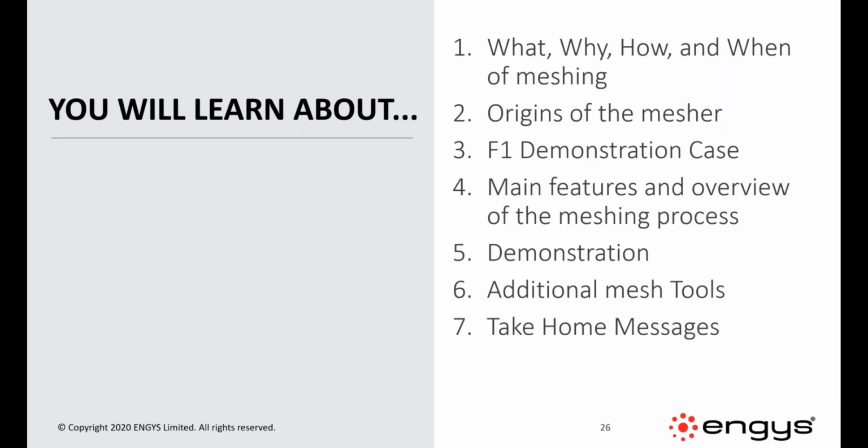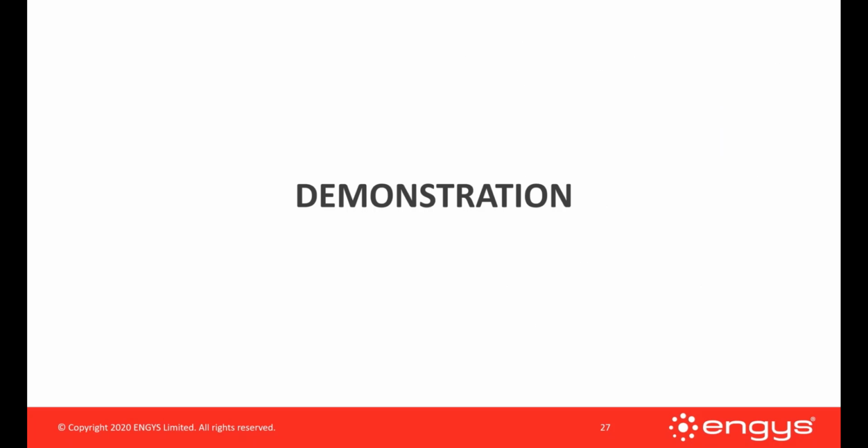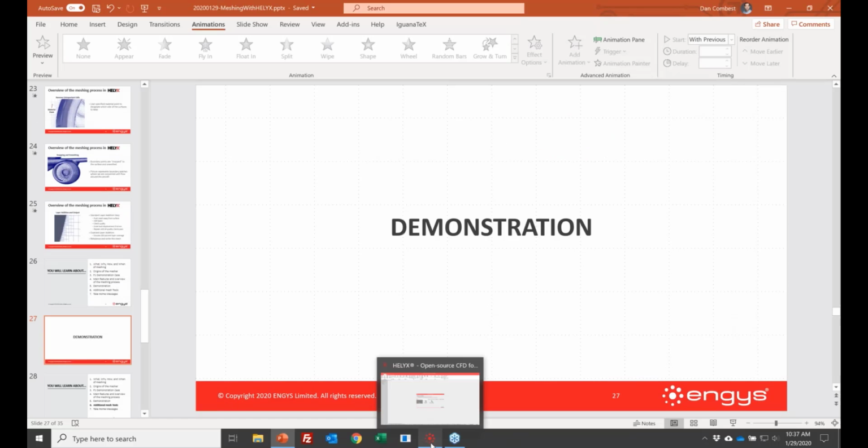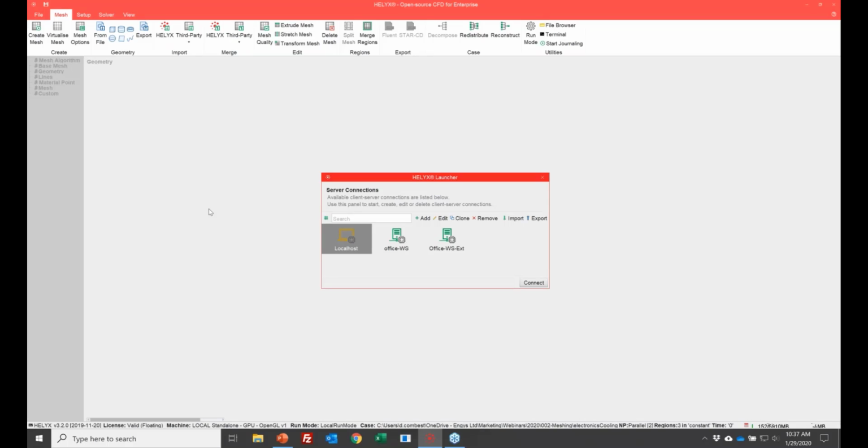All right, so I've talked about the main features and I've gone through the overview of the meshing process. Let's move into the demonstration component. So let me exit out of that and open up HELYX GUI. When you open HELYX, I'm on Windows, on a 2-core machine, you're met with this client-server connection wizard.